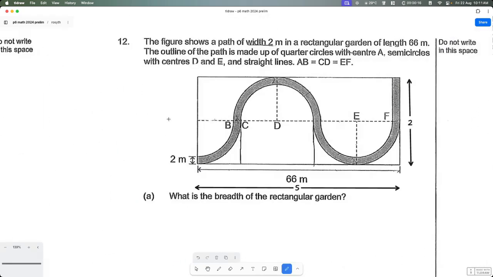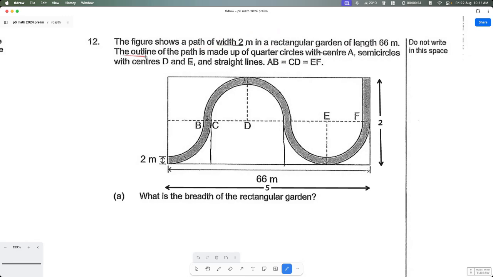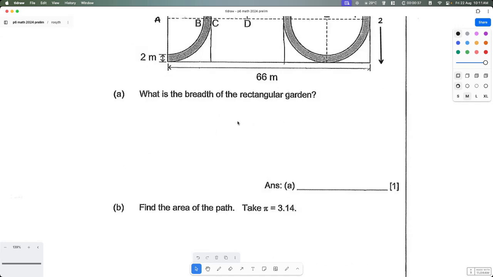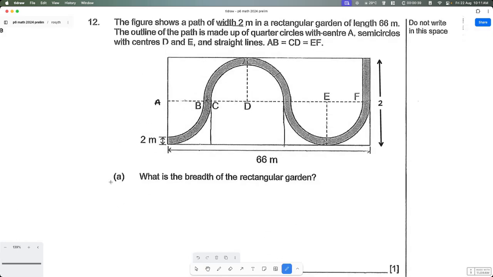Question 12. The figure shows a path of width 2 meters in a rectangular garden of length 66 meters. The outline of the path is made of quarter circles with center A, semicircles with center D, and straight lines A, B, C, D, and E, F. So A is over here, right? What is the breadth of the rectangular garden?